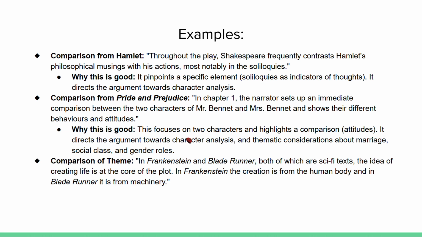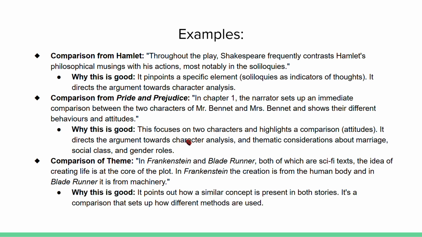Finally is the comparison of theme. In Frankenstein and Blade Runner, both of which are sci-fi texts, the idea of creating life is at the core of the plot. In Frankenstein, the creation is from the human body, and in Blade Runner, it is from machinery. Why is this good? Well, it points out a similar concept which is present in both stories. It's a comparison that sets up how different methods are used.